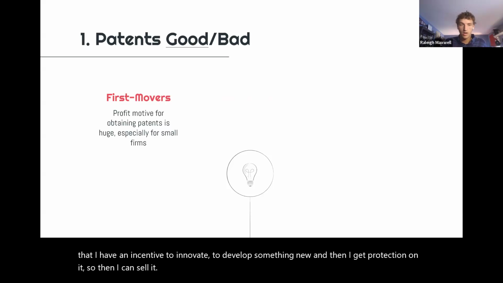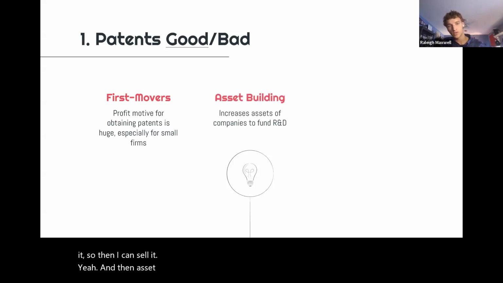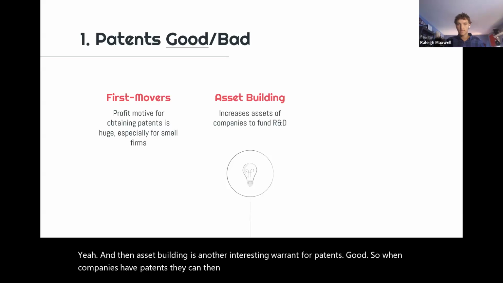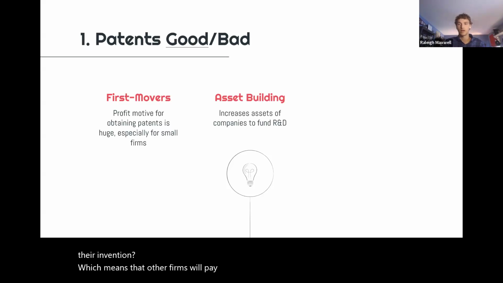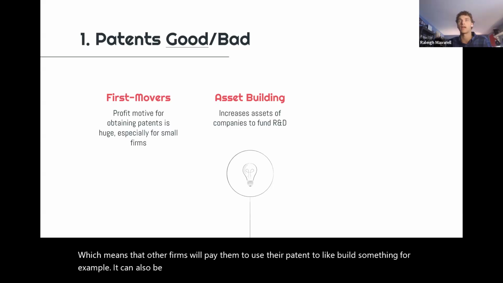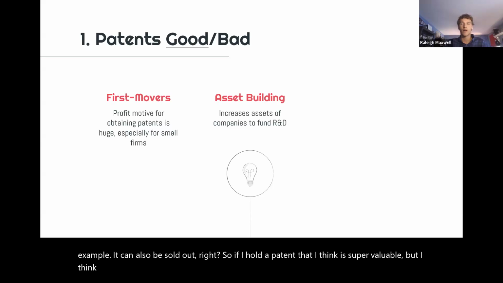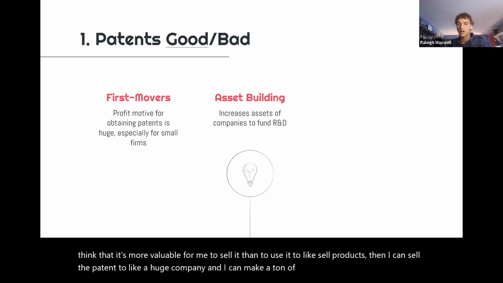Yeah. And then asset building is another interesting warrant for patents good. When companies have patents, they can license their patents to other firms if they want to use their invention, which means that other firms will pay them to use their patent to build something, for example. It can also be sold outright. So if I hold a patent that I think is super valuable, but I think that it's more valuable for me to sell it than to use it to sell products, then I can sell the patent to a huge company and make a ton of money off of that.